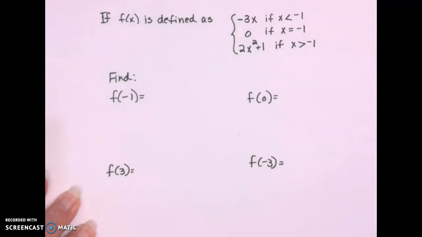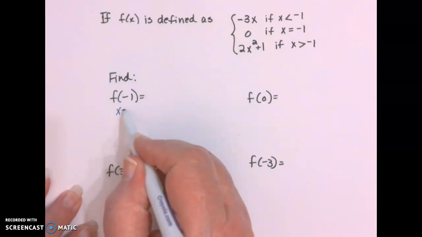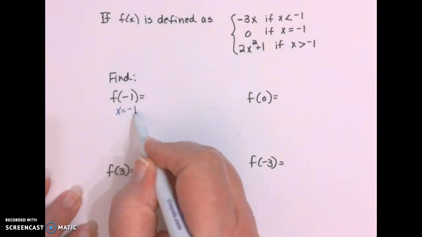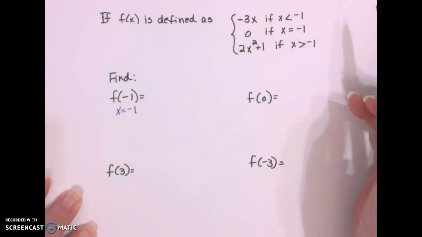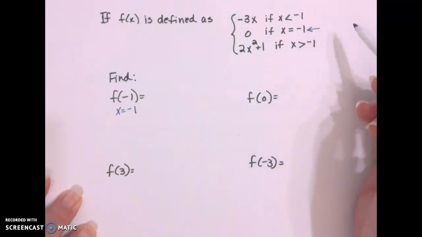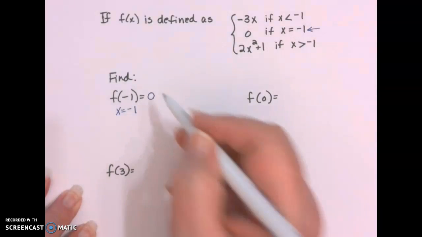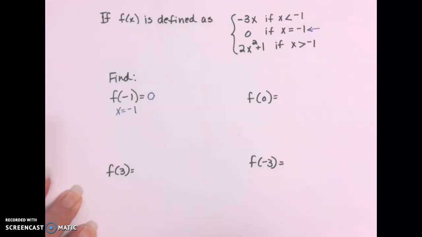Now what we're looking for here are the values at specific x values. So we have f of negative 1. So this means that x equals negative 1. And we go up here, and when x is negative 1, the value of the function is 0. So f of negative 1 equals 0.